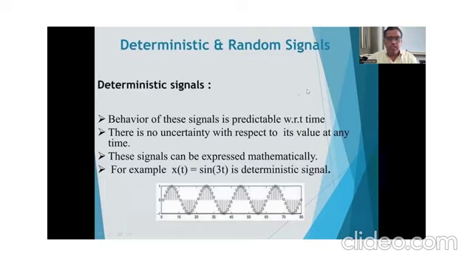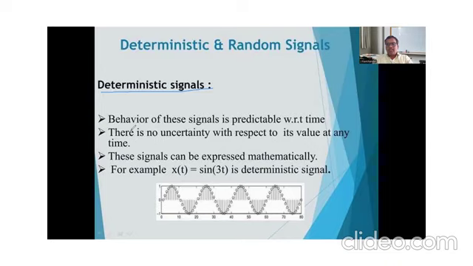Now, deterministic and random signals. Next, another classification is deterministic and random signals. Deterministic means here the behavior of these signals is predictable with respect to time.